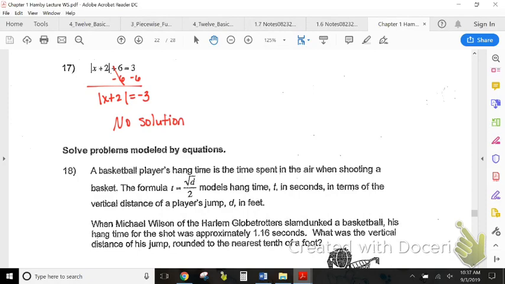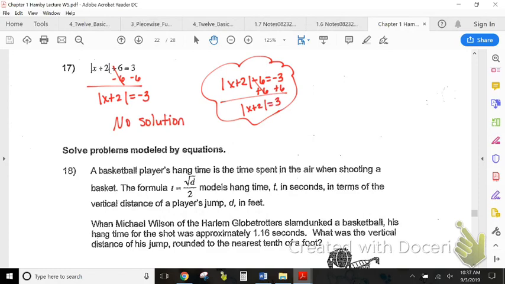Now, let me give you an example here. If it had been the absolute value of x plus 2 minus 6 equals negative 3, well, you don't have the absolute value part by itself, do you? So go ahead and get it by itself before you can identify that. And then in this case, we'd have the absolute value of x plus 2 equal positive 3, which is okay, and then we'd have kept going, all right?